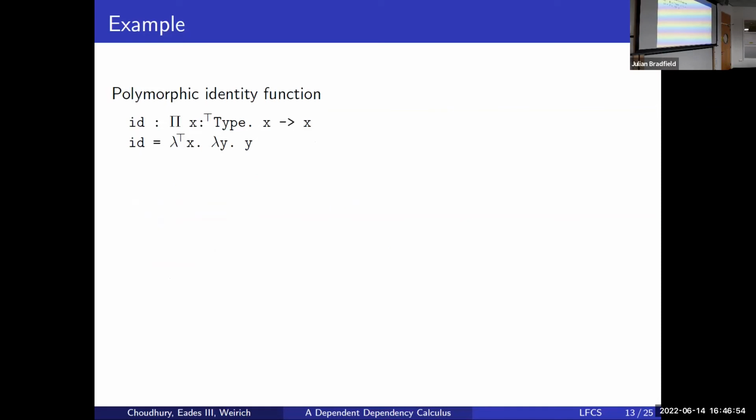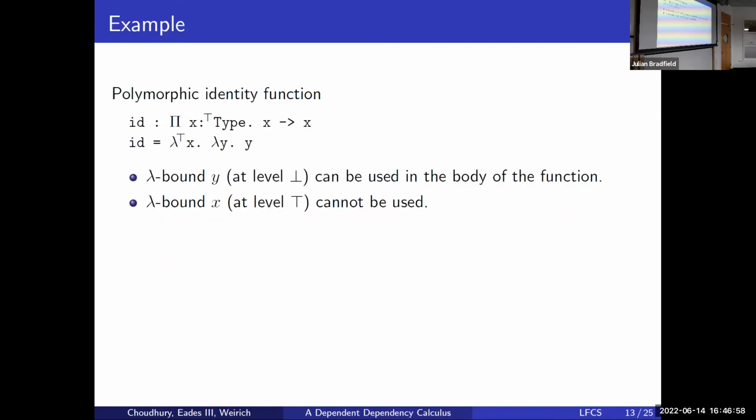Okay, so let's think about this polymorphic identity function a little bit more. So what's going on here? Since y is at bottom, we can use it in the body. But this x bound by the lambda is marked at top, so we can't use it at all for this to type check.